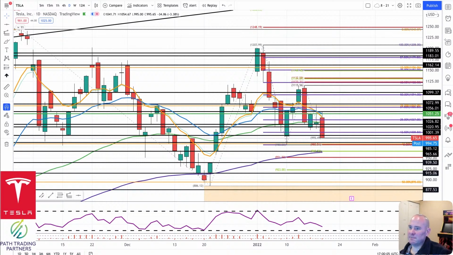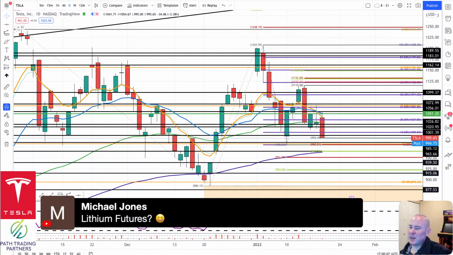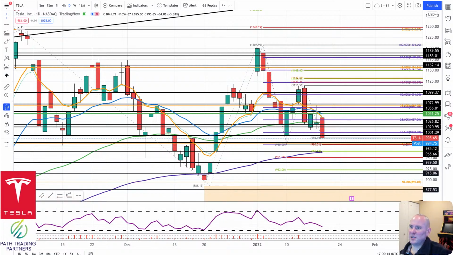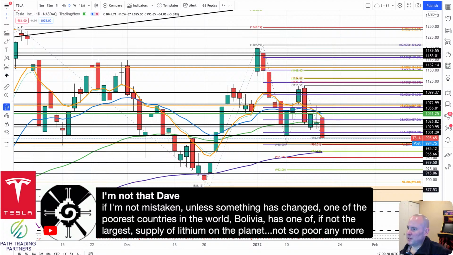Let's see. I don't know if lithium futures... There might be something out there, but I don't know that they're listed. I've never seen anything. I'd love to play lithium futures. And if I'm not mistaken, unless something has changed, one of the poorest countries in the world, Bolivia, is one of the largest supply of lithium on this planet.